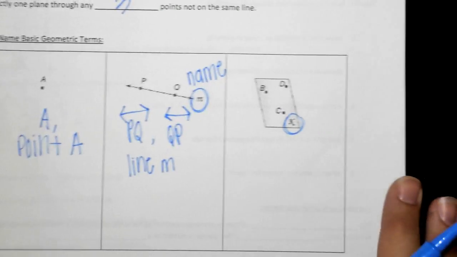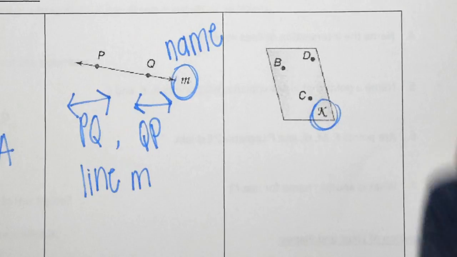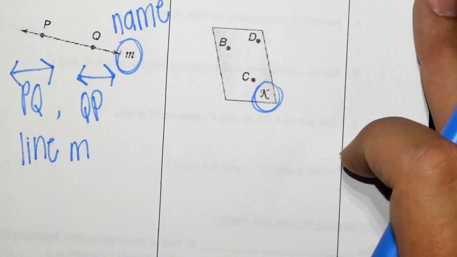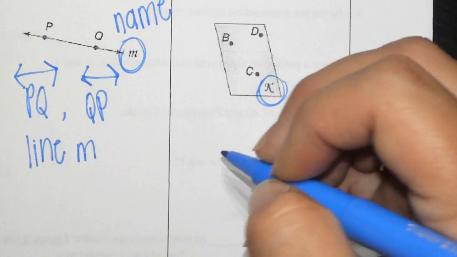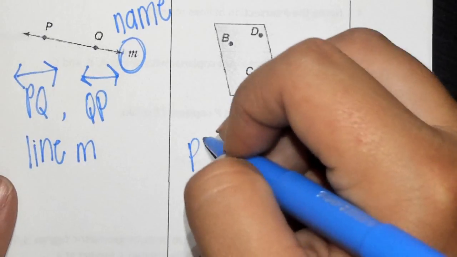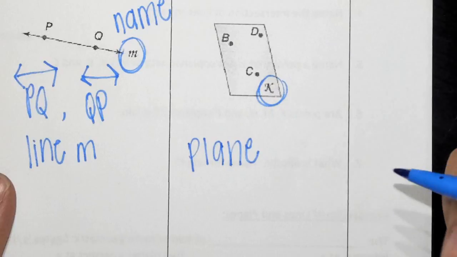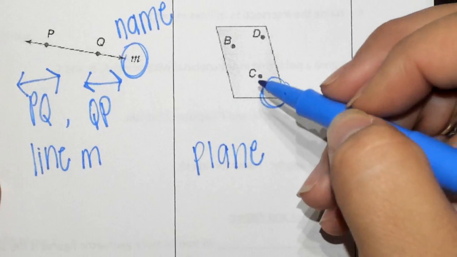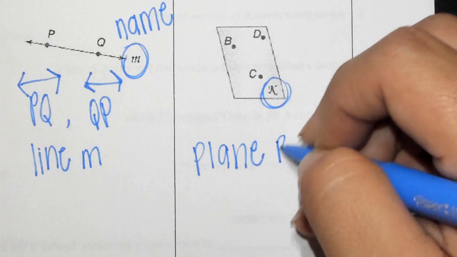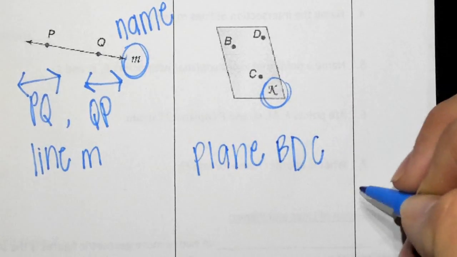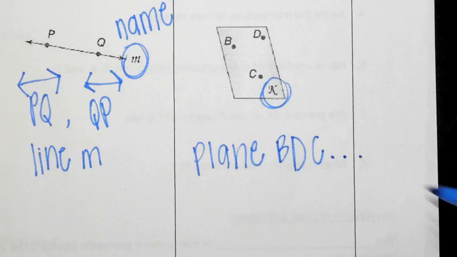Okay? Now, next we have a plane. Now remember, there's no symbol for plane. We just use the word plane. And then it has to have at least 3 points, but the order does not matter. So you can say plane, what you want to say? BDC. Okay.